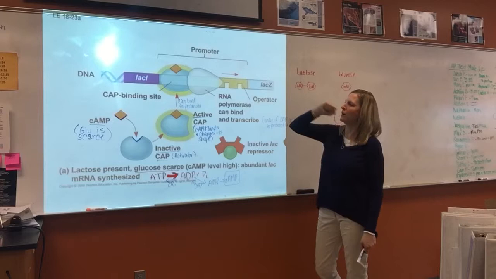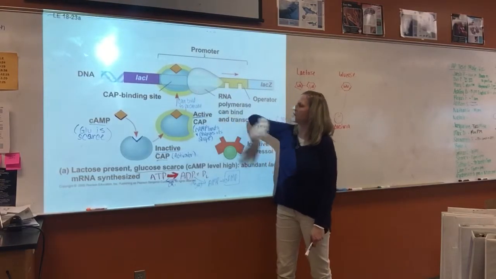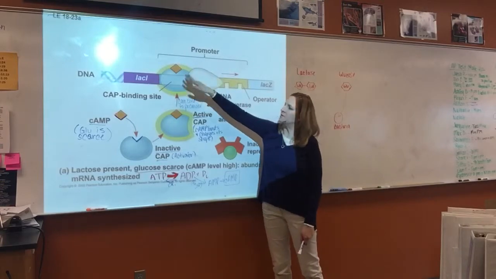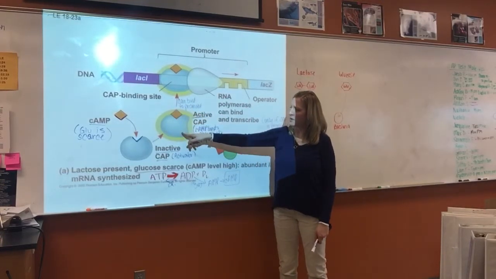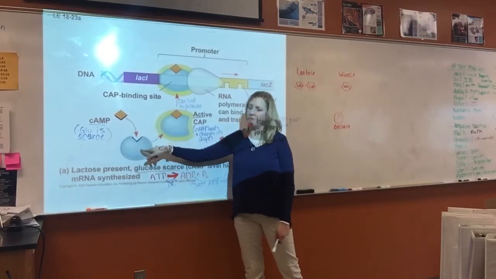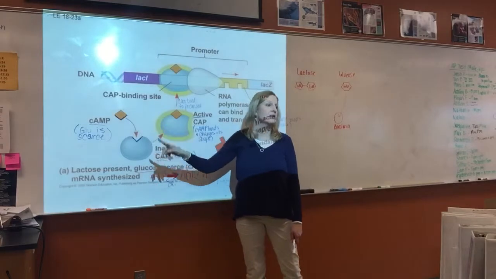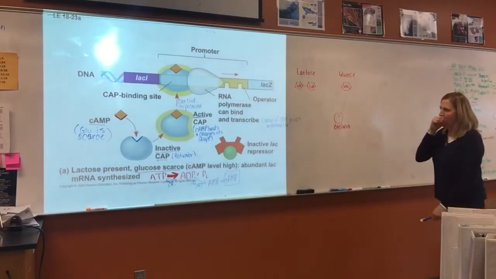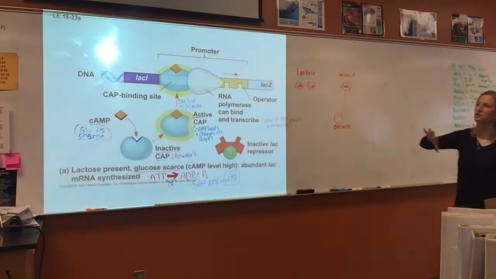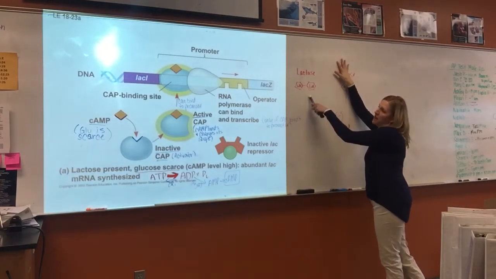So CAP is an activator. It turns the genes on and allows RNA polymerase to bind. CAP can only bind if it's activated. It can only be activated if cyclic AMP binds to it. And cyclic AMP is only present when glucose is scarce. All right? And so that's one aspect of turning this Lac Operon on, because remember, we don't have glucose, but we do have lactose.